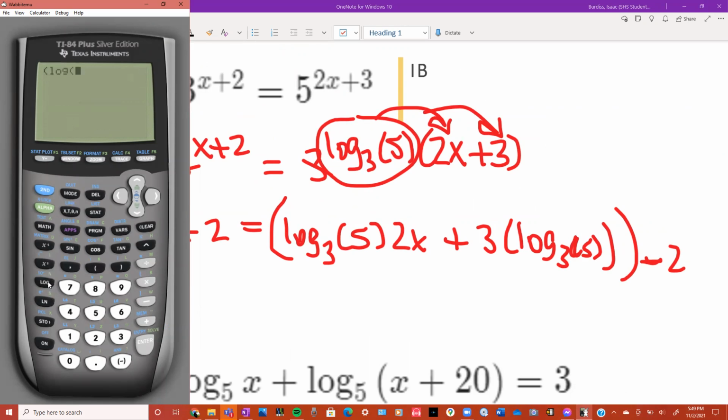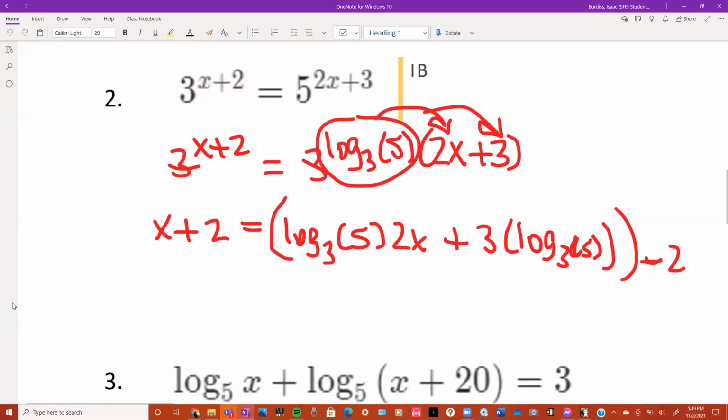Okay, so we're going to do log. Let's not do that log because we need to do a base. So math, and then we need to go to log base 3, 5, and then that's got to be multiplied by 2x. Wait, what? Oh, yeah. Oh, no, sorry. That's not what we do. I forgot we had an x in there. We can't do that yet because we don't know what x is. So we're not dividing by 2 yet. I mean, subtracting by 2 yet.